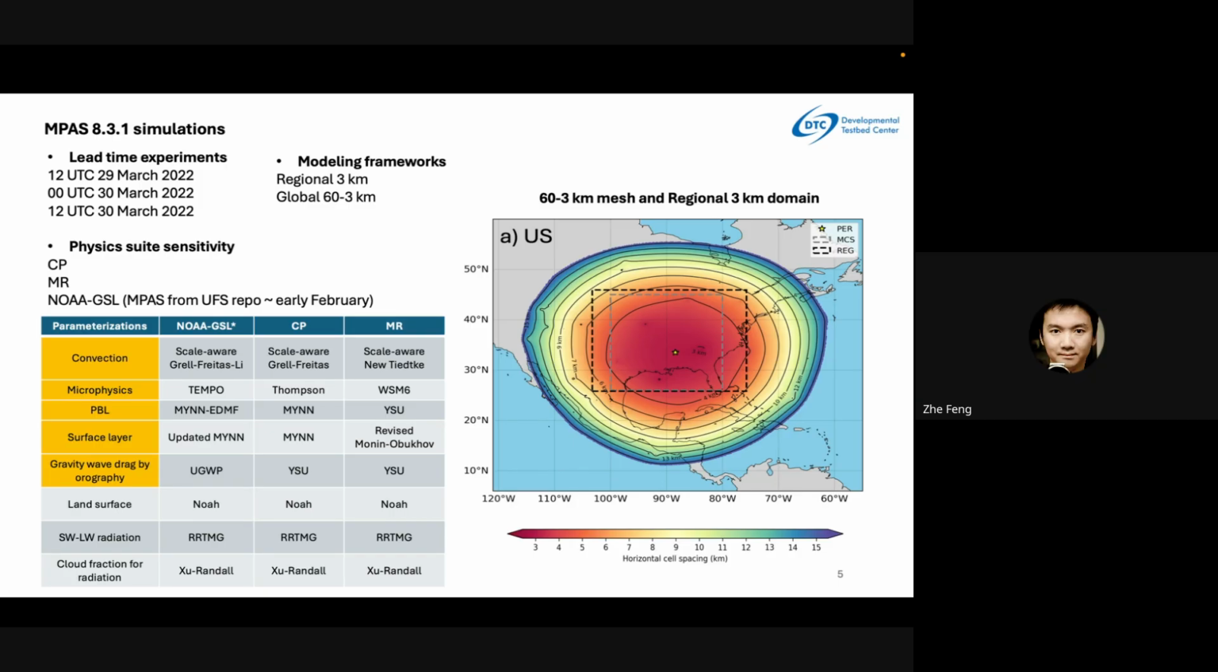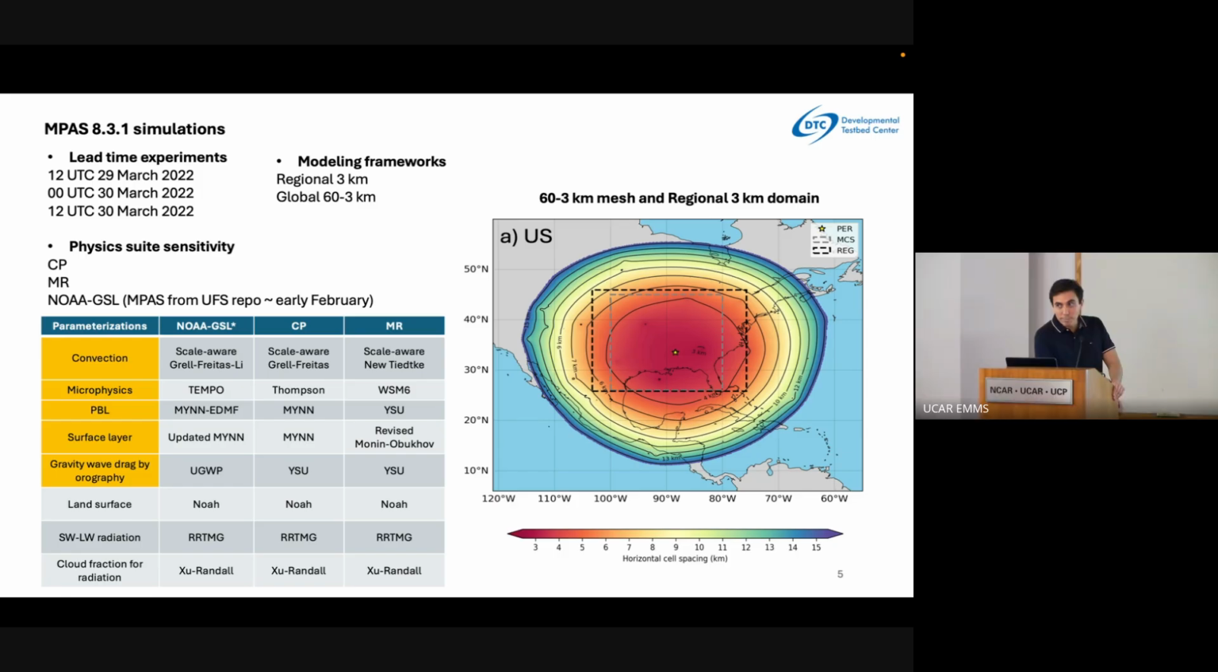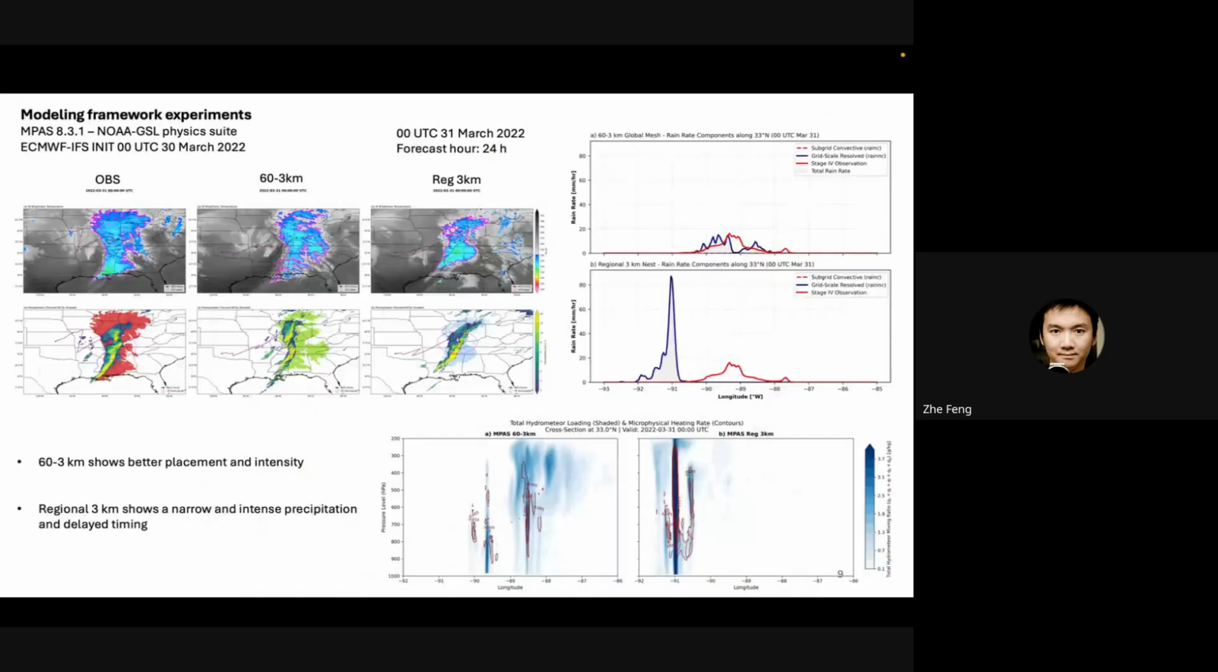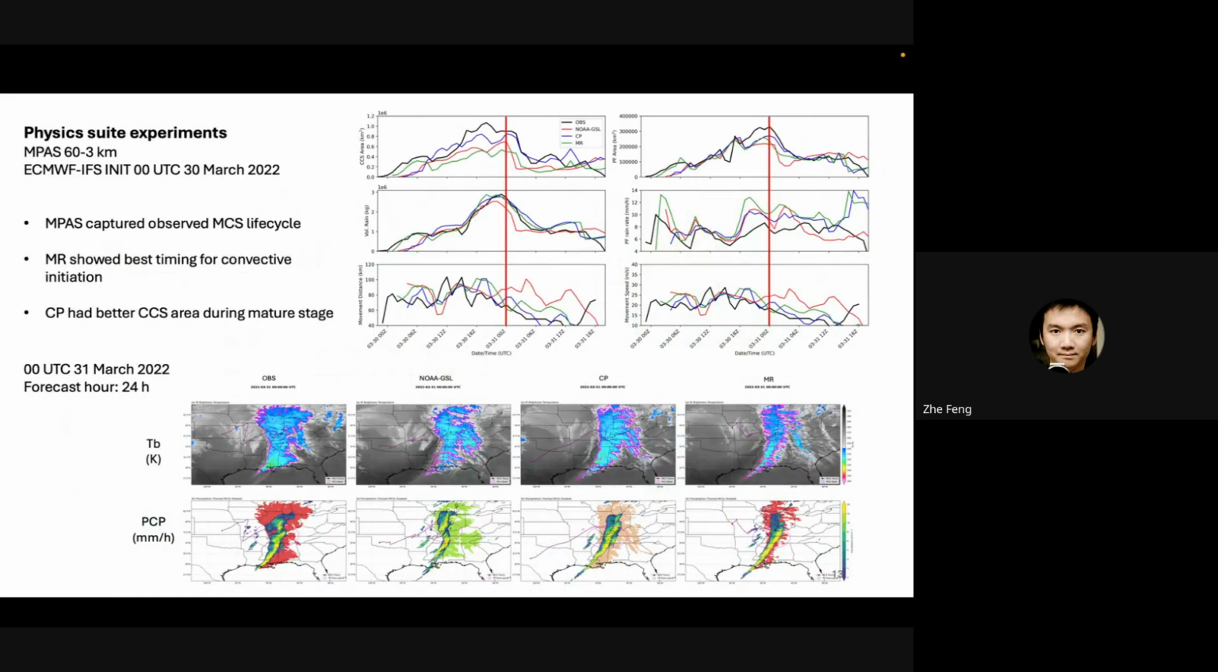Okay, thanks. So my follow-up question is, if I remember right, you said the MR suite for the US case seemed to perform better, and you showed a suite of different metrics. I was curious, did you look at something at a finer scale? This is a really big scale, right? You track the MCS, and you look at the overall storm structure and rainfall volume.